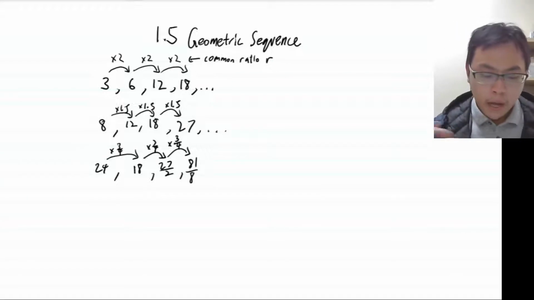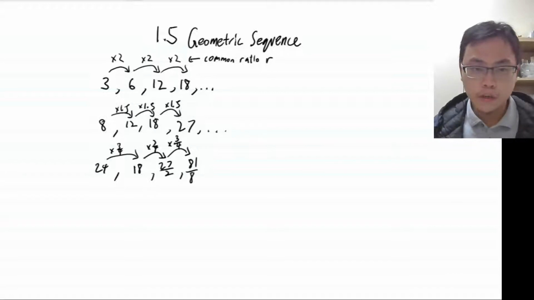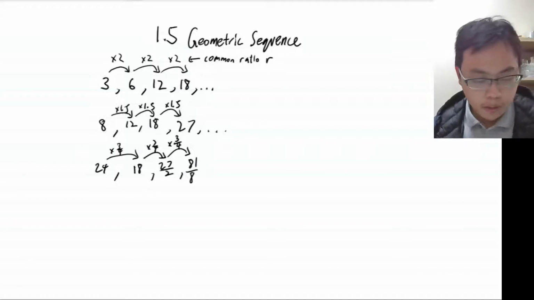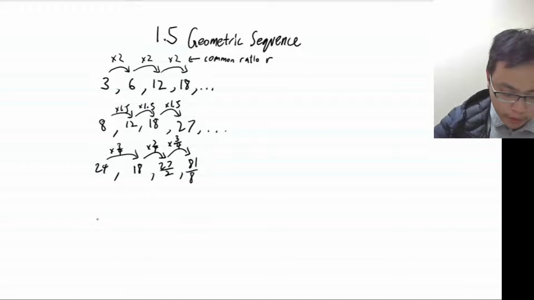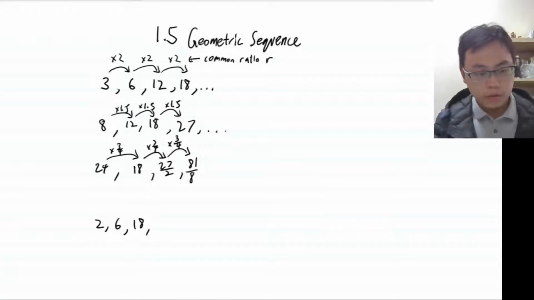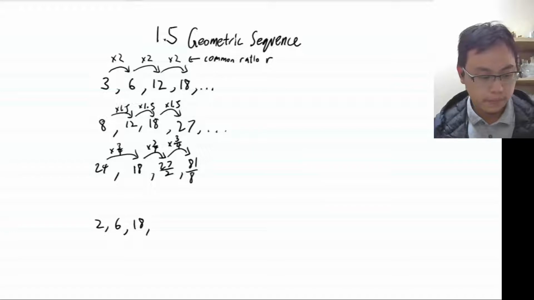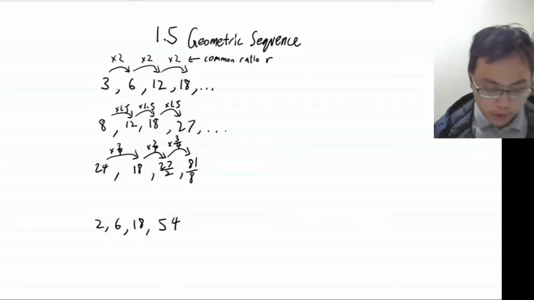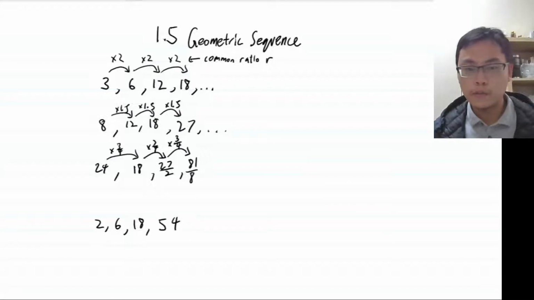So how do we know the common ratio if we're not given one? Let me just quickly show you an example. Let's start with 2 over here, and the next term is 6. The next term is 18, and the next term is 54. I'm not going to give you the common ratio, but you can determine what the common ratio is by dividing by its previous term.